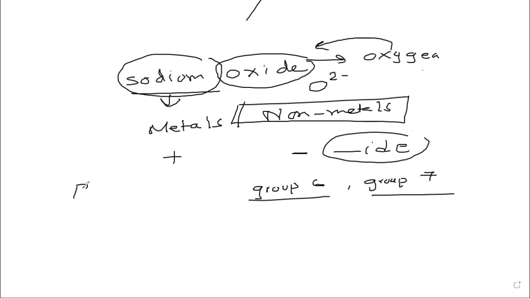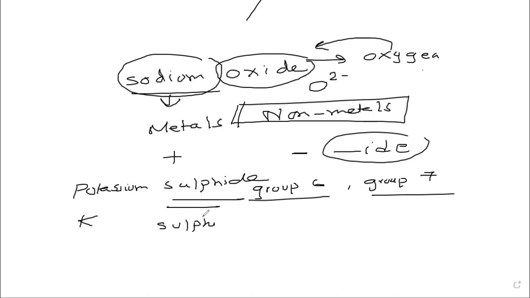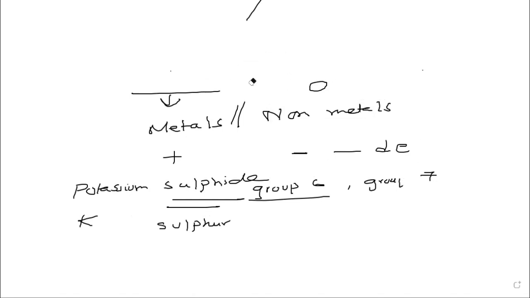Similarly, if it is potassium sulfide, so potassium is K, and what is this sulfide actually? It is actually sulfur. Since it is a non-metal, it has participated in the chemical reaction. A charge has appeared over it. So the name is ending in IDE. Sulfur has become sulfide. Chlorine will become chloride. Fluorine will become fluoride, and so on.